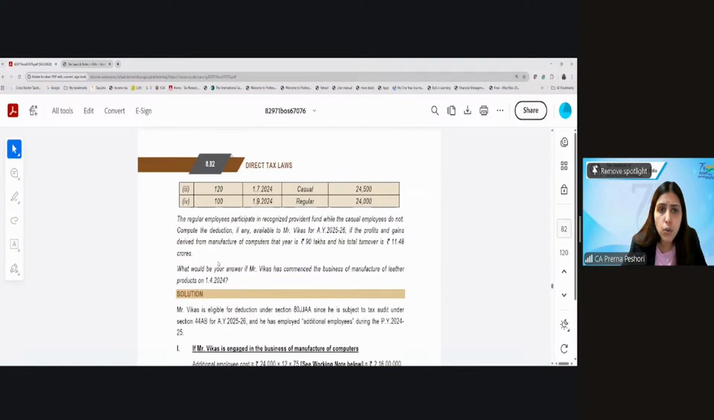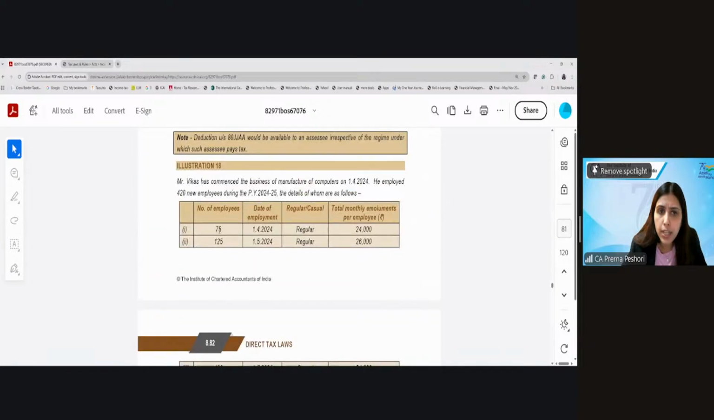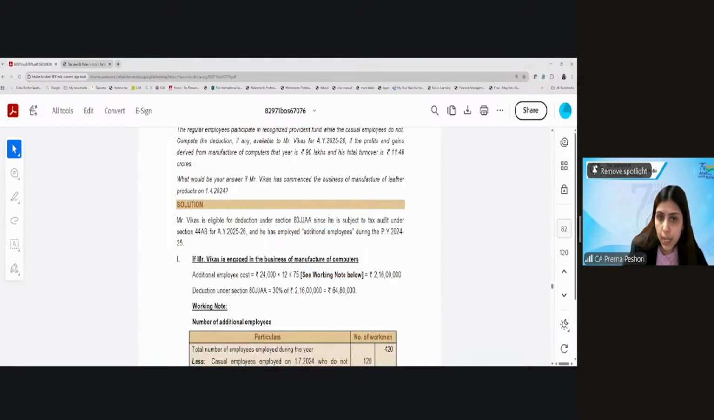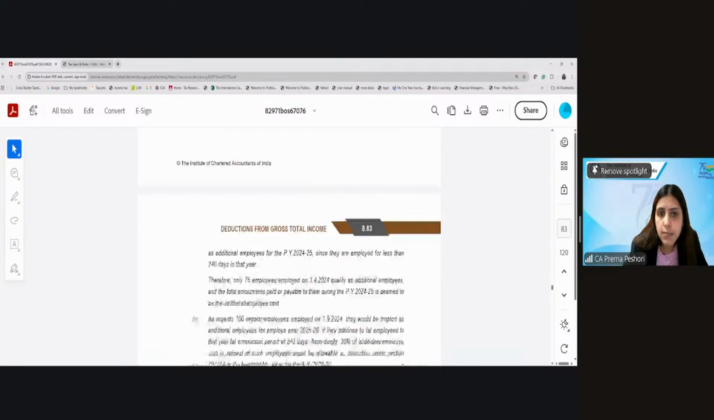Now, what is the deduction over here? Therefore, what will be the deduction? Therefore, only for the 75 employees. How will you calculate? Yes, 75 into 24,000 into 30%. 75 into 24,000 into 12 because this is monthly emoluments. Yes, 12, then 12 into 30%. Correct? And in 64 lakh case 80,000.